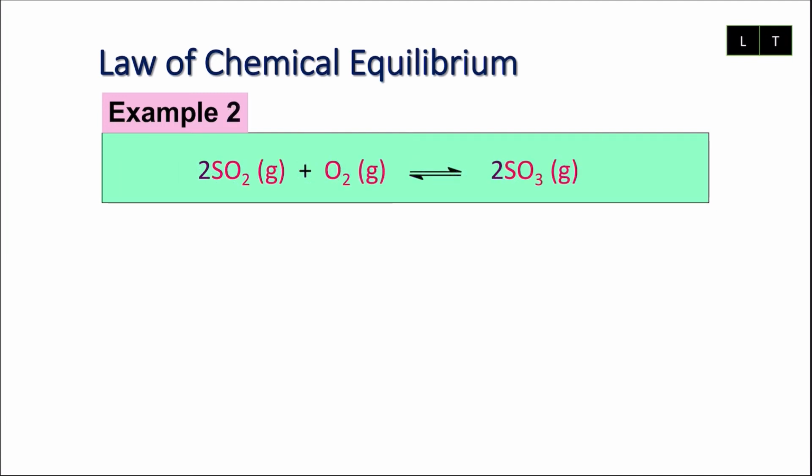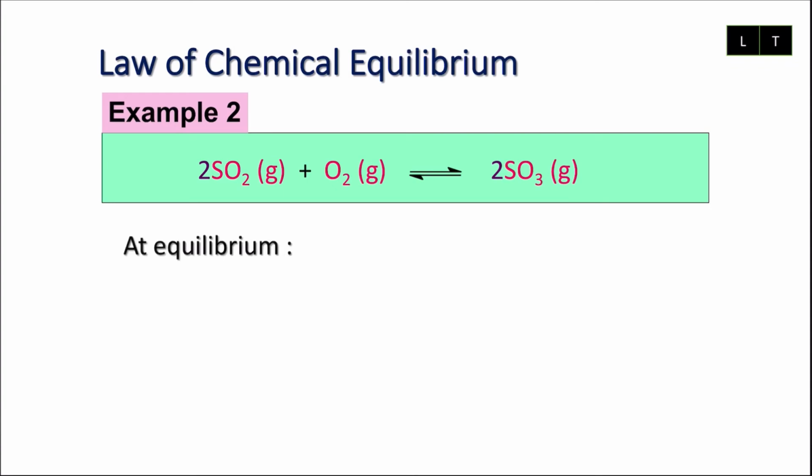Let's try one more example. Example 2. This is what we have. How you want to write it down. Check dulu equation tu dah balance ke belum. So saya ada 2 sulfur, dan we have 4 here for oxygen, tambah 2, 6. So 2 times 3 also 6. So this one already balanced.